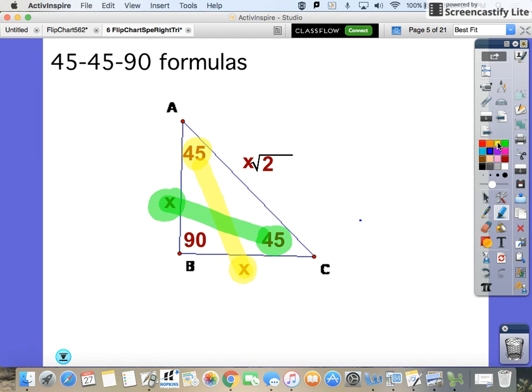And then across from the 90-degree angle, the equation is x square root 2 to find the length of that side. So there's this connection between those sides that we kind of have no other choice but to memorize. But this one's kind of nice because, again, with the 45s, both of those sides are x's. It's just the hypotenuse. The hypotenuse is the ugly one. The legs are pretty nice and normal.